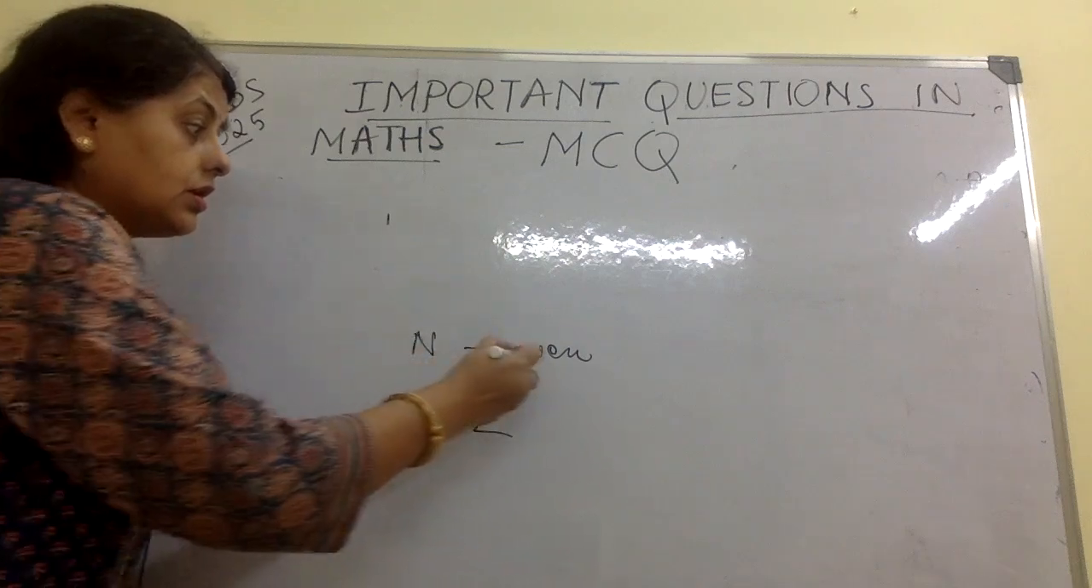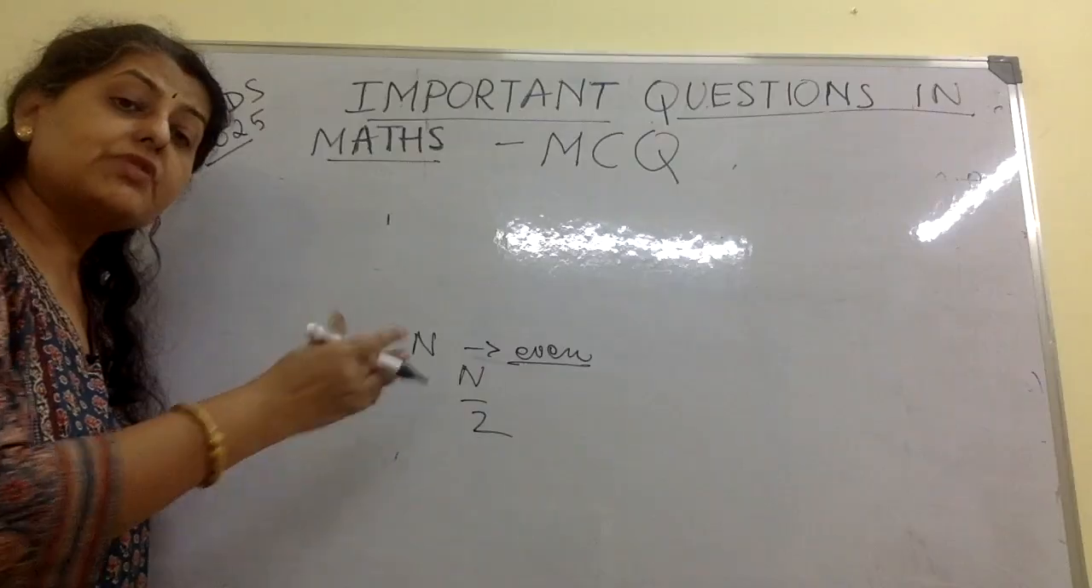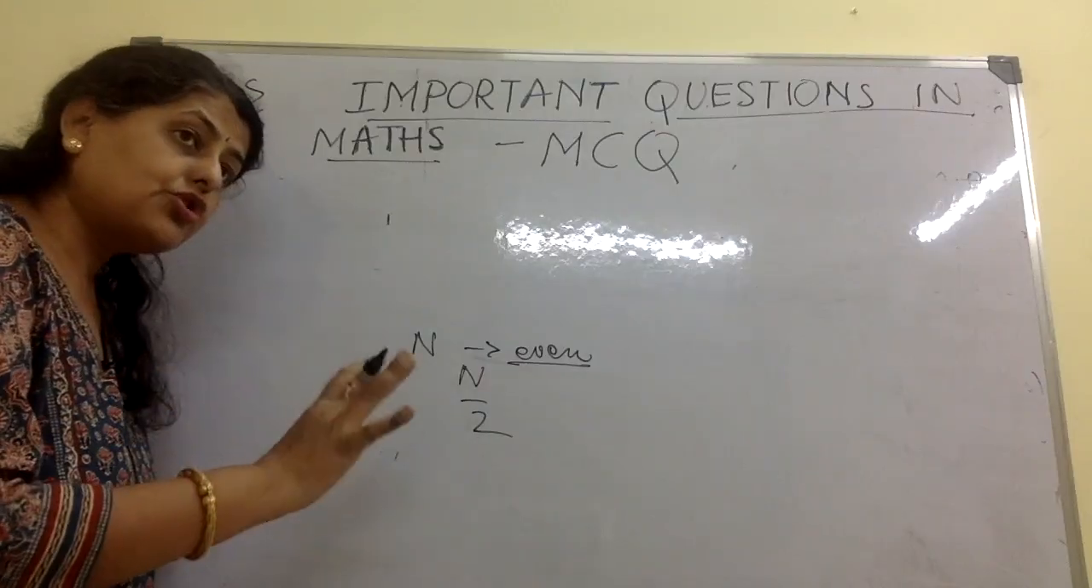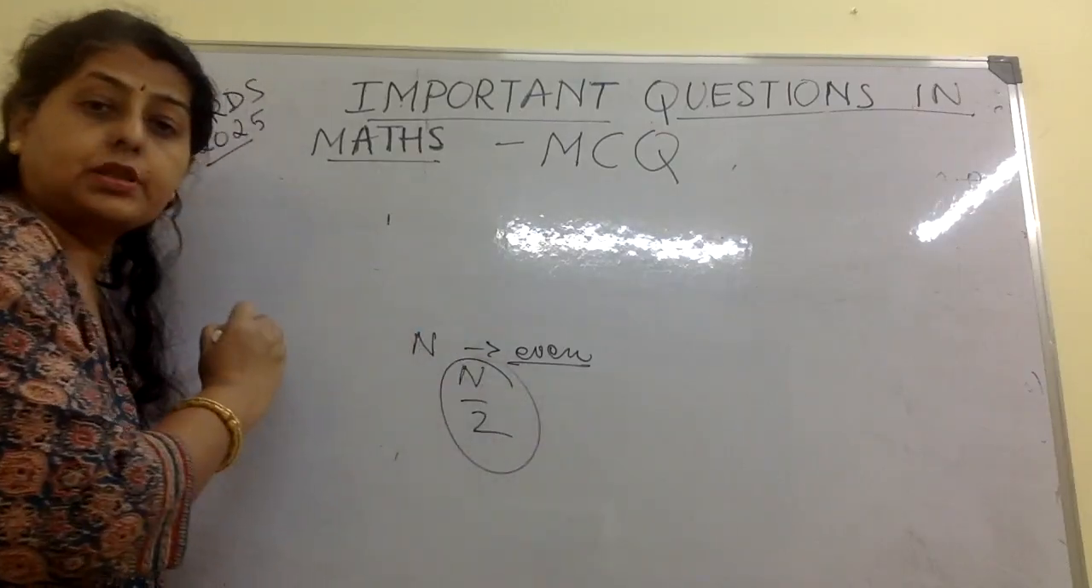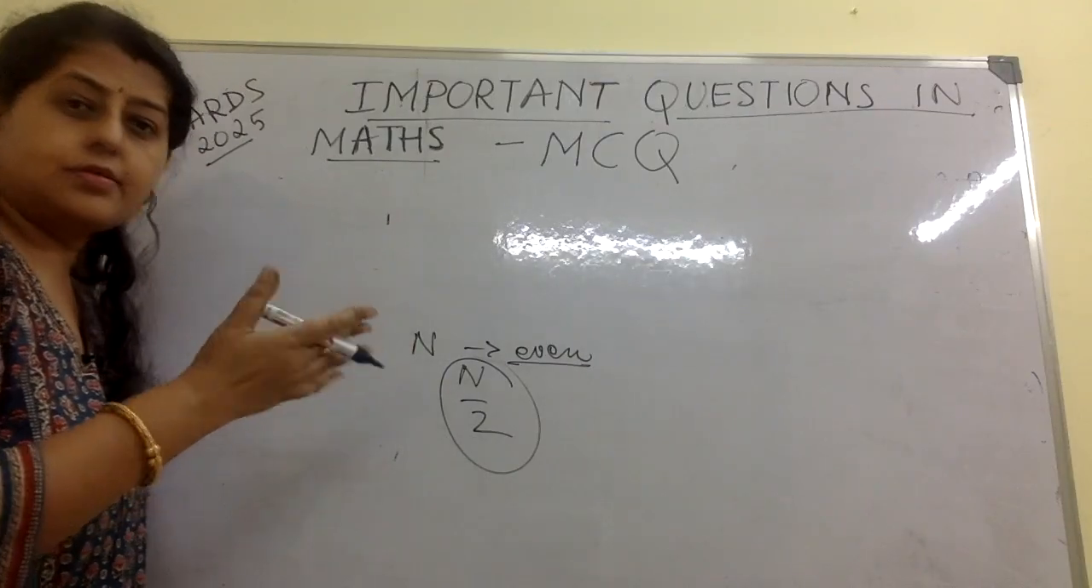So here you don't have that question of N by 2 plus 1. That happens when it is odd. Here in your ogive, it is simply N by 2. You don't have the other ones, N by 2 plus 1 and all that.